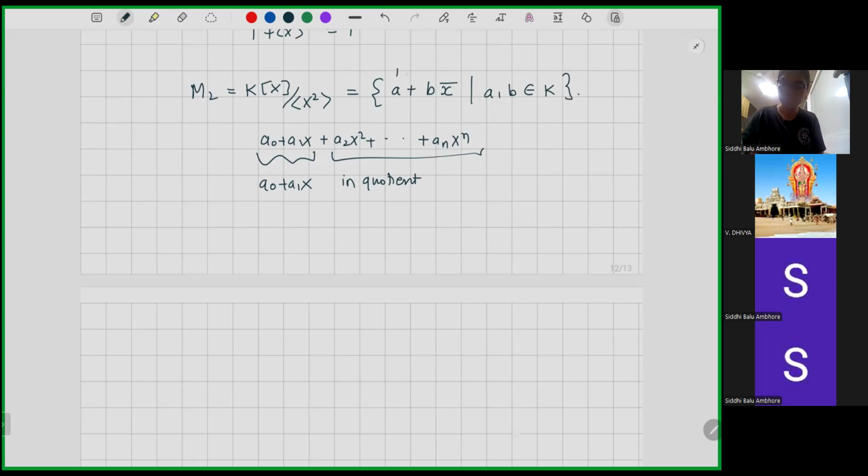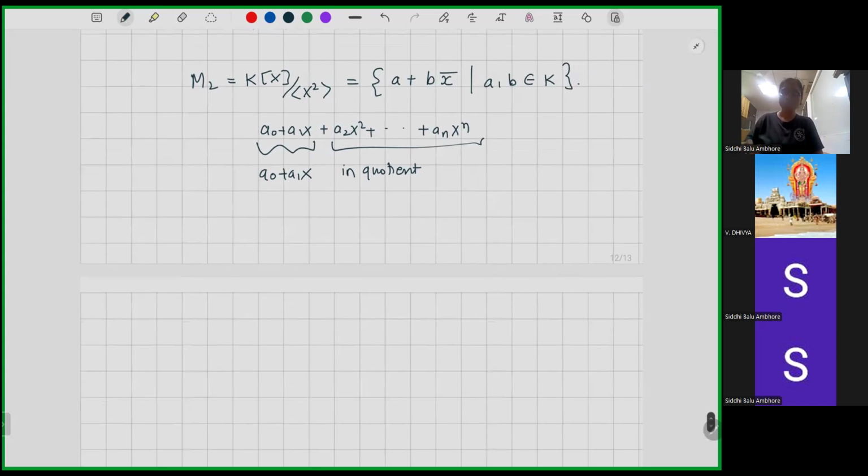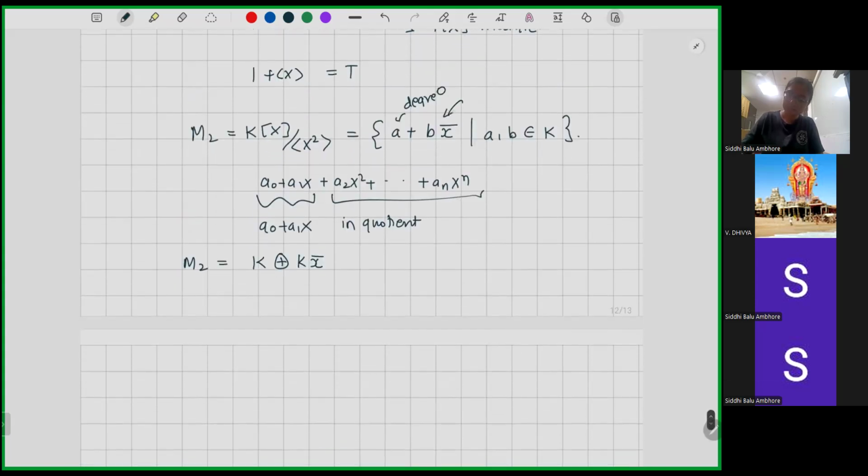1 is 1 plus 0 x bar. 0 is 0 plus 0 x bar. So this is the entire ring. I hope this is clear to you. And so when I write this, I can write M2 to be k plus kx bar, right? This is the degree 0 term and this is degree 1. So this M2 is actually a direct sum of this, because every element of it looks like this. Is there a doubt here?